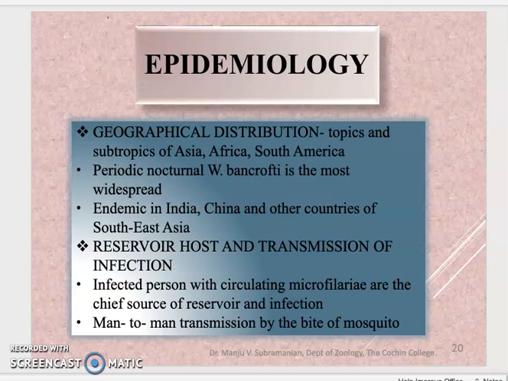Then when we pass on to the epidemiology, it is actually an epidemic in India, China and other countries. It is widespread, and the infected persons with circulating microfilariae are the chief sources of reservoir and infection, and man to man transmission takes place by the bite of the mosquito.